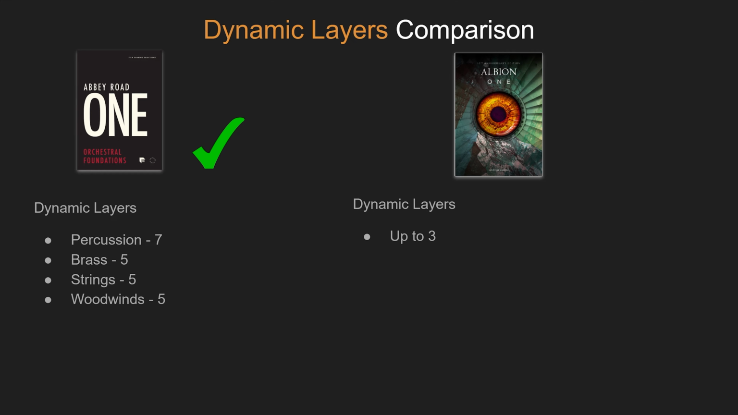So there's a lot more layers in the Abbey Road One. What that means is that if you are raising or decreasing your mod wheel, your CC1 modulation, it will be a bit more gradual and smoother for the sound, and it doesn't seem as though you are definitely using a sample library. So Albion One has up to 3, as you can see here.